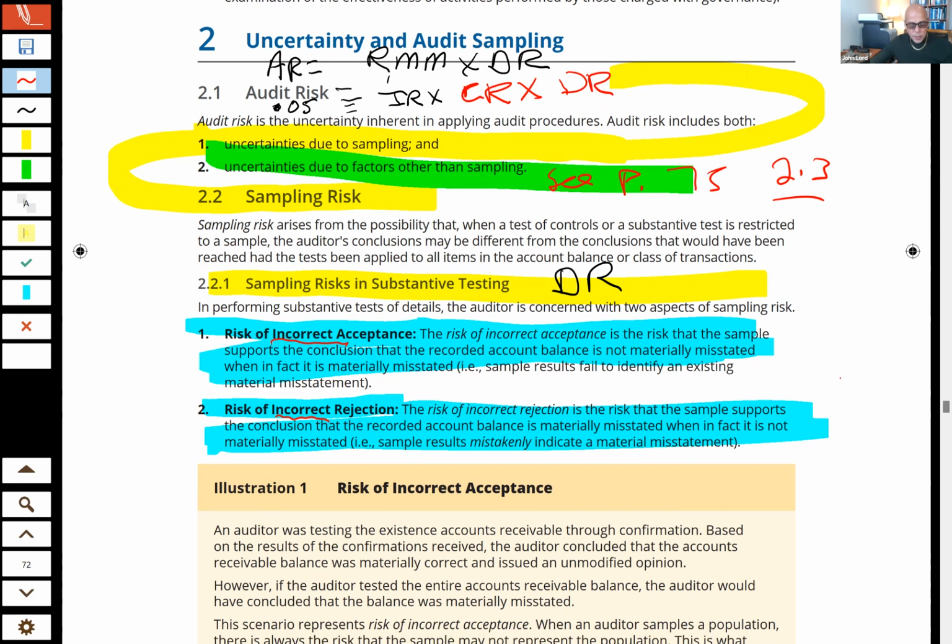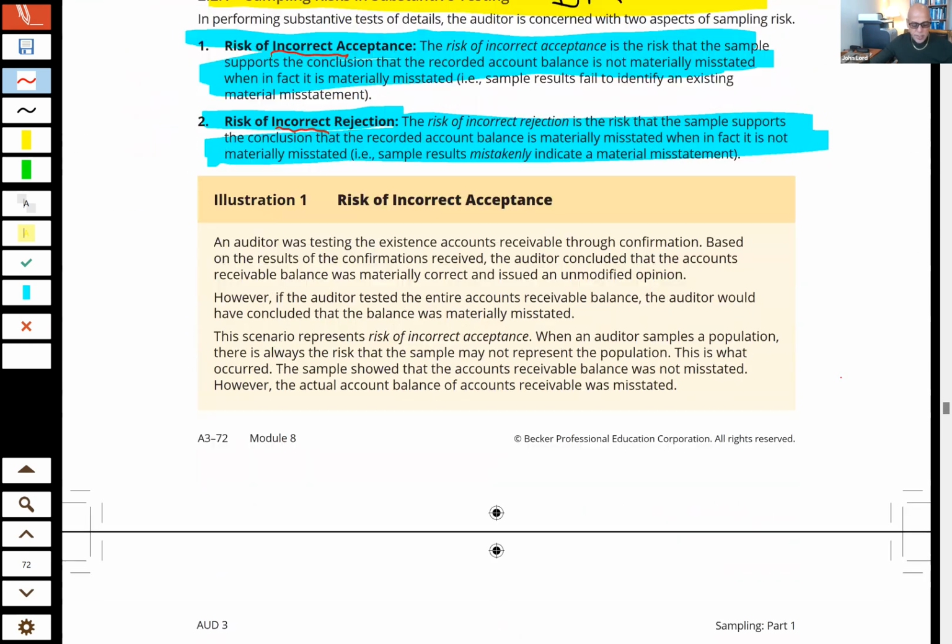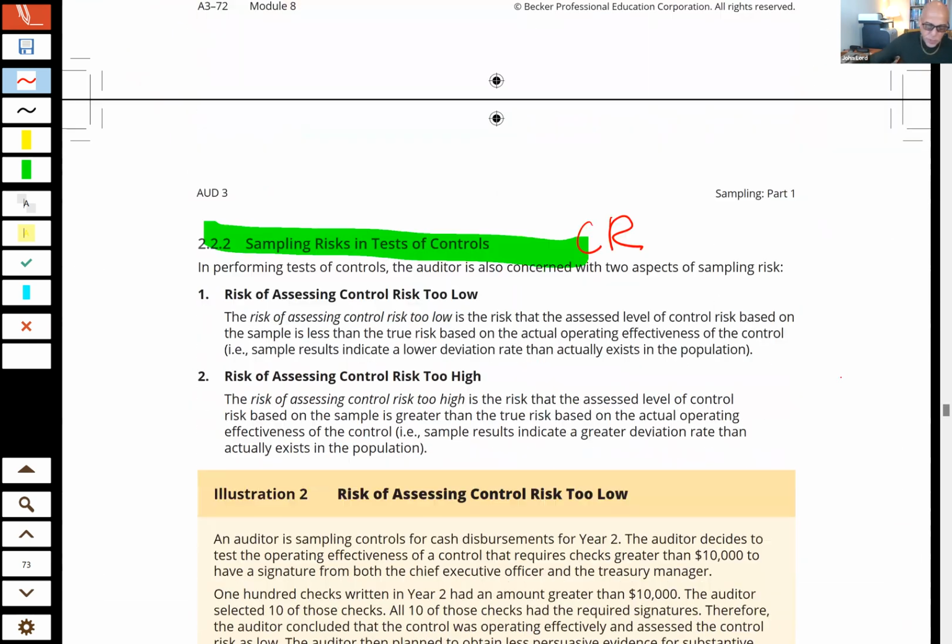Okay. Now you come over and you look at how sampling can affect our control risk. And we have the risk of assessing control risk too low and the risk of assessing control risk too high. Let me ask you, are these mistakes that are made by the auditor? Yes. Yeah, too low, too high, right?